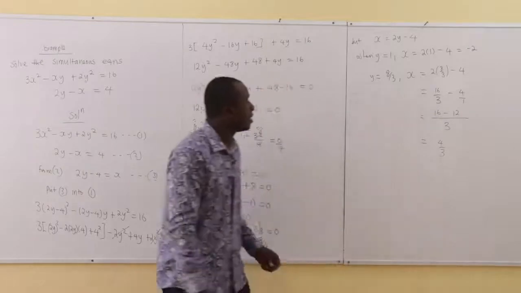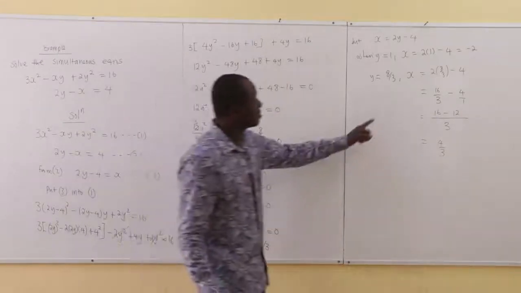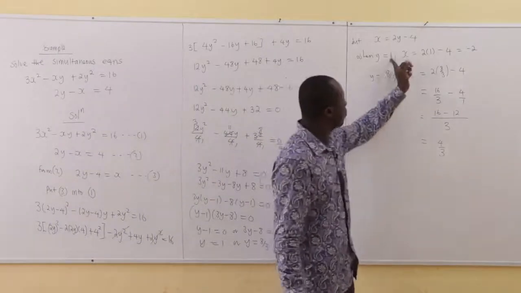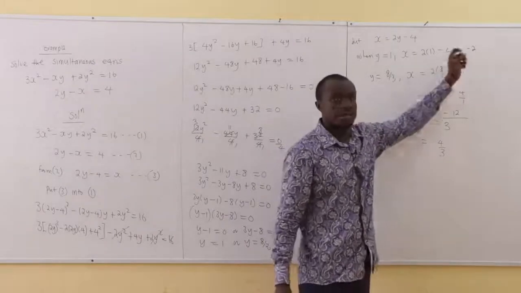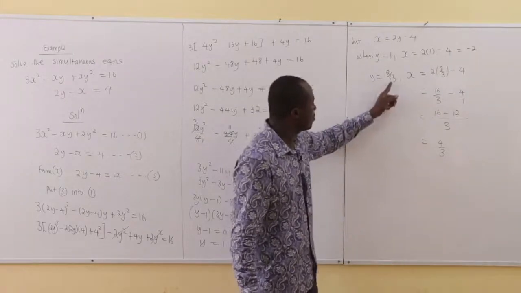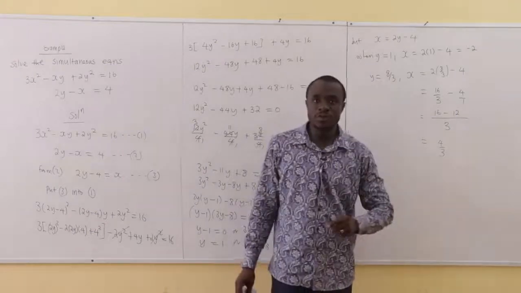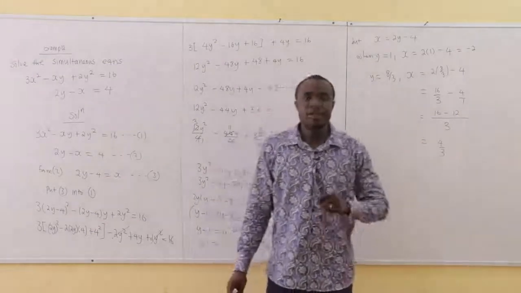So the values are: when y is 1, x is negative 2. And then when y is 8 over 3, x is 4 over 3. Very, very easy, very, very trivial.